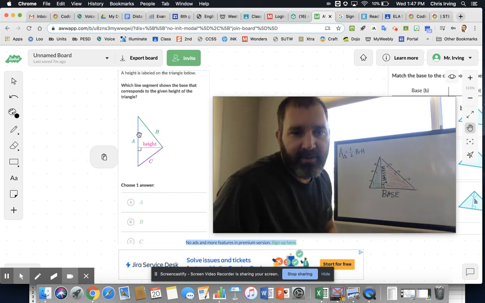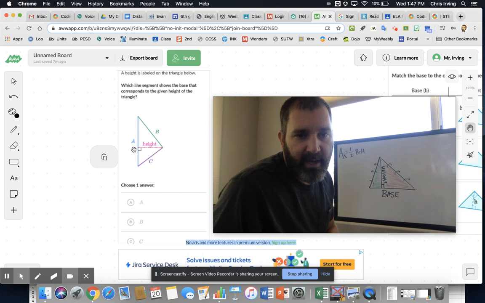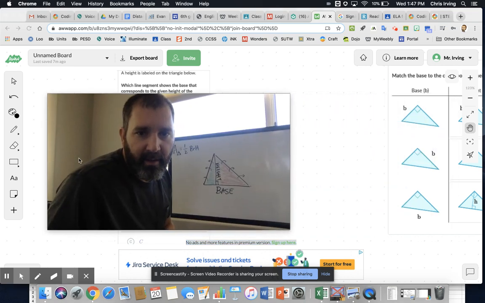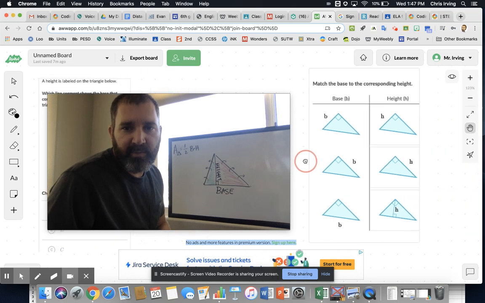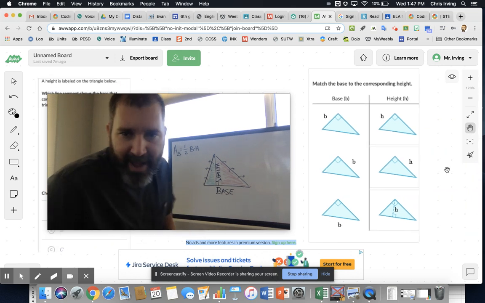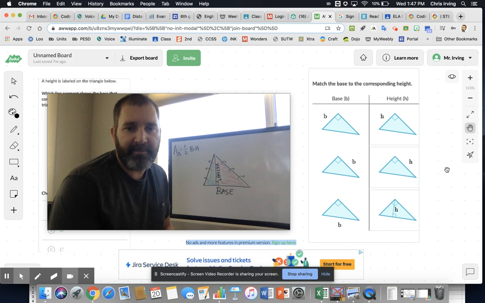Okay, because A is the only line segment here that forms a 90-degree angle, and you can even see the little box right here that forms a 90-degree angle with the height. Okay, another type of question you're probably going to see is one like this, where it's asking you to match the base to the corresponding height.